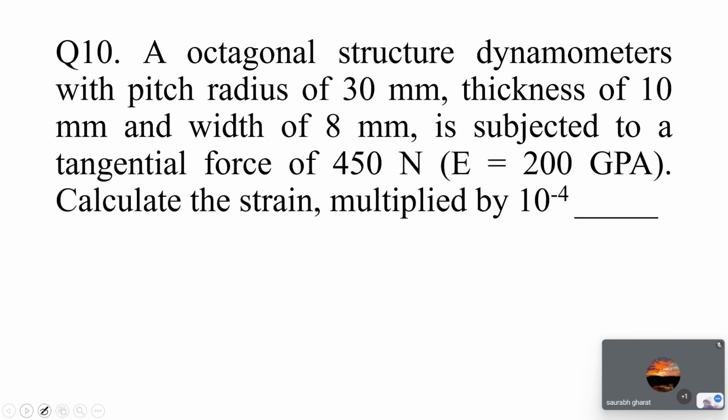Okay, for the next question: the octagonal structure dynamometer again, with a radius of 30 mm, same question, thickness of 10 mm, width 8 mm, subjected to a tangential force of 440 Newton. E is equal to 200 GPa. Calculate the strain.